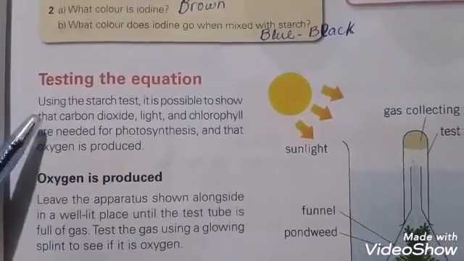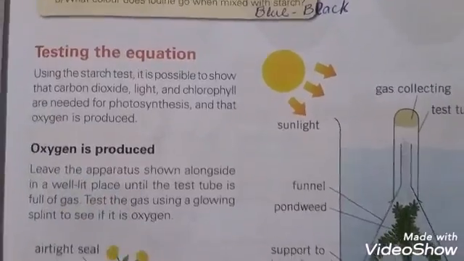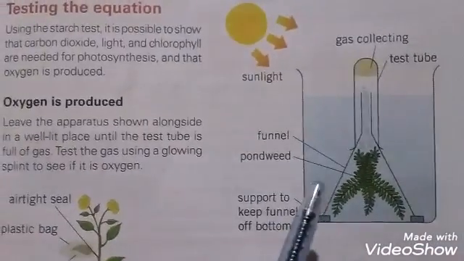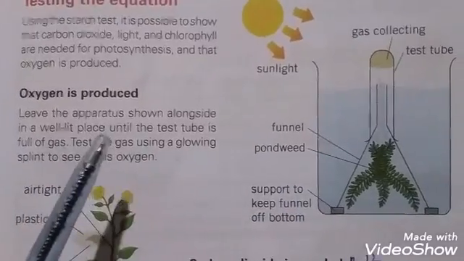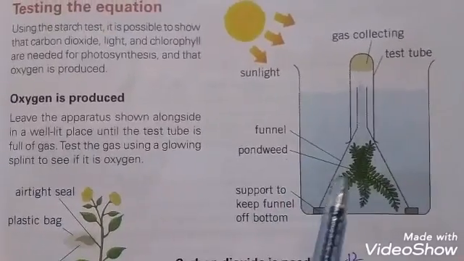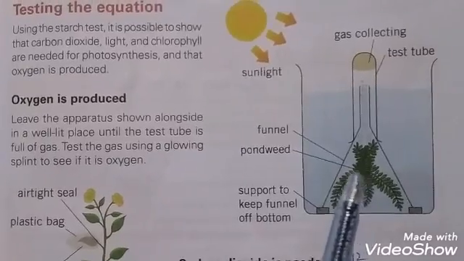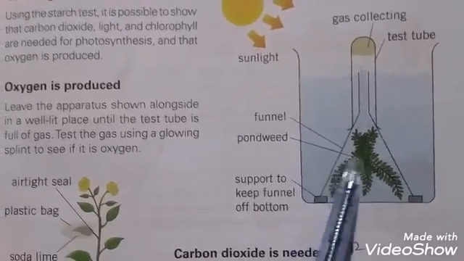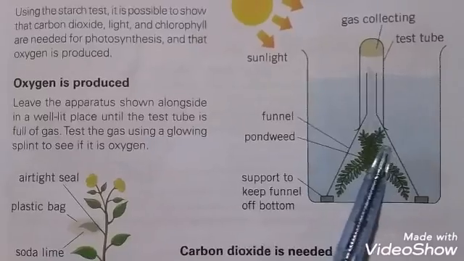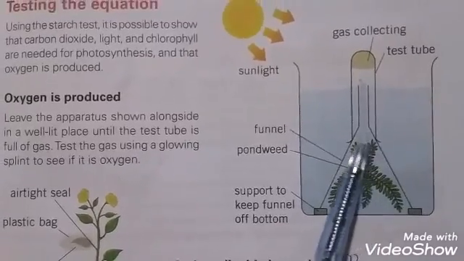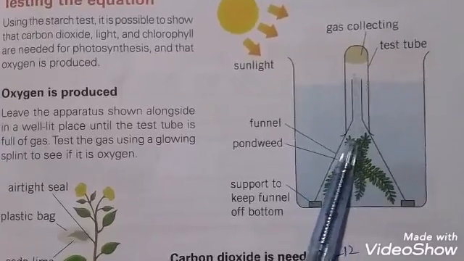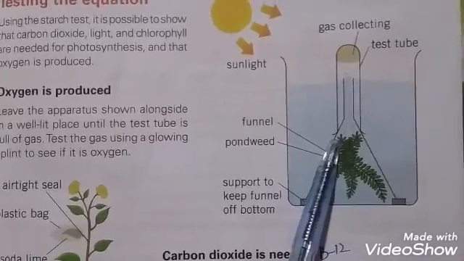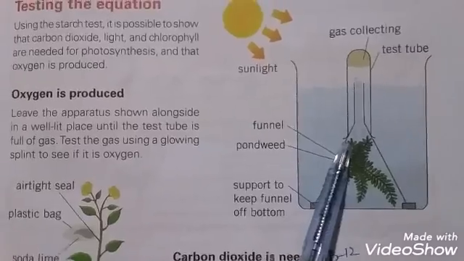Now the next topic, testing the equation. For this, it is possible to show that carbon dioxide, light and chlorophyll are needed for photosynthesis. So the first point, oxygen is produced. Use this apparatus in a well lit place until the test tube is full of gas. Now test the gas using a glowing splint in the test tube. If the splint relights, then oxygen is present here.